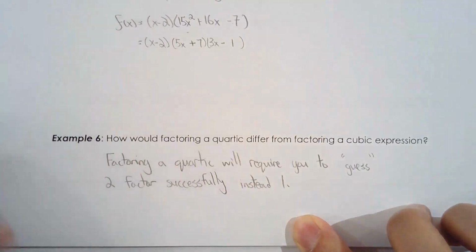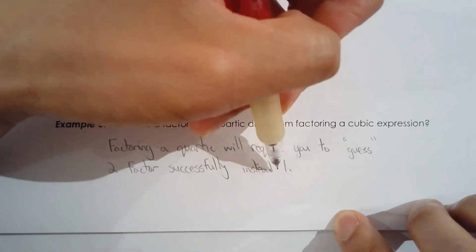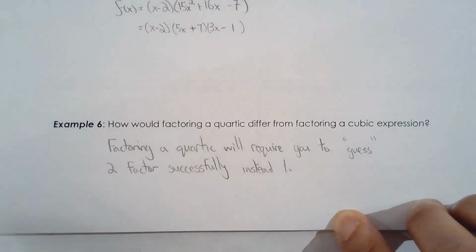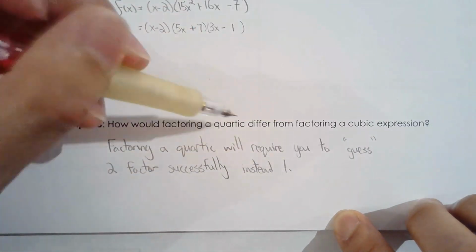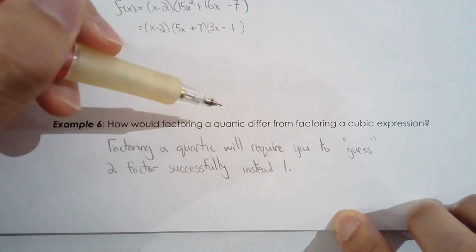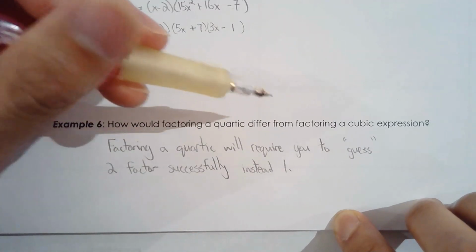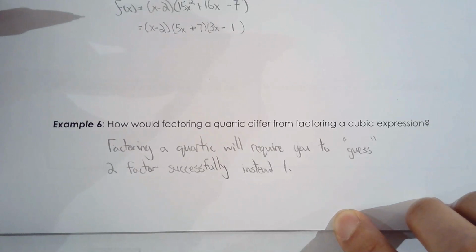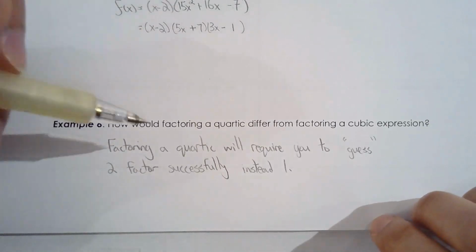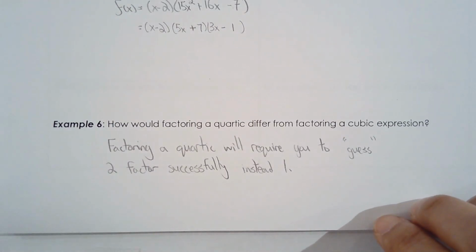So it's a bit more work to factor a quartic, because after you successfully guess 1 factor when you have a cubic, you break down the cubic into linear times quadratic. And once you see quadratic, you're home free. But for a quartic, once you successfully guess 1 of the factors, you break down the quartic to linear times cubic, and unfortunately you have a cubic left over, which means you have to do one more round of guessing.